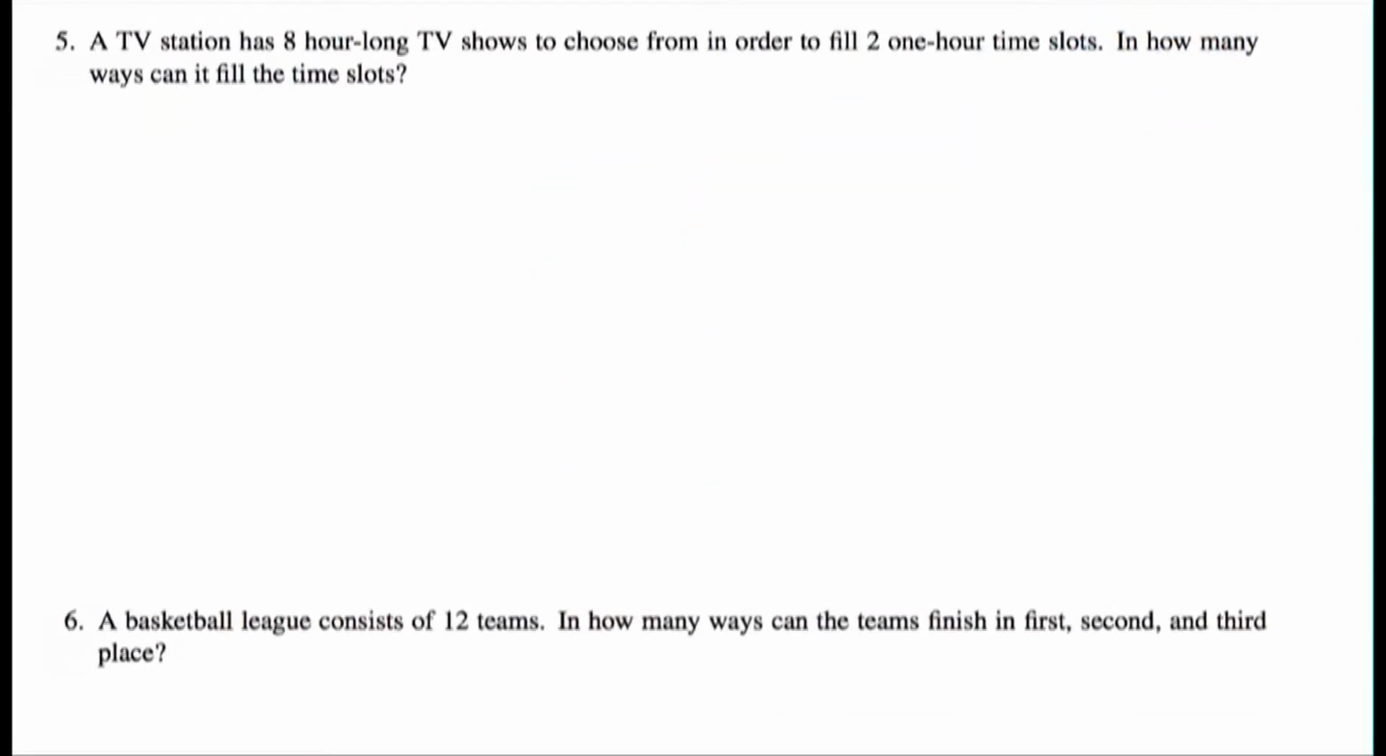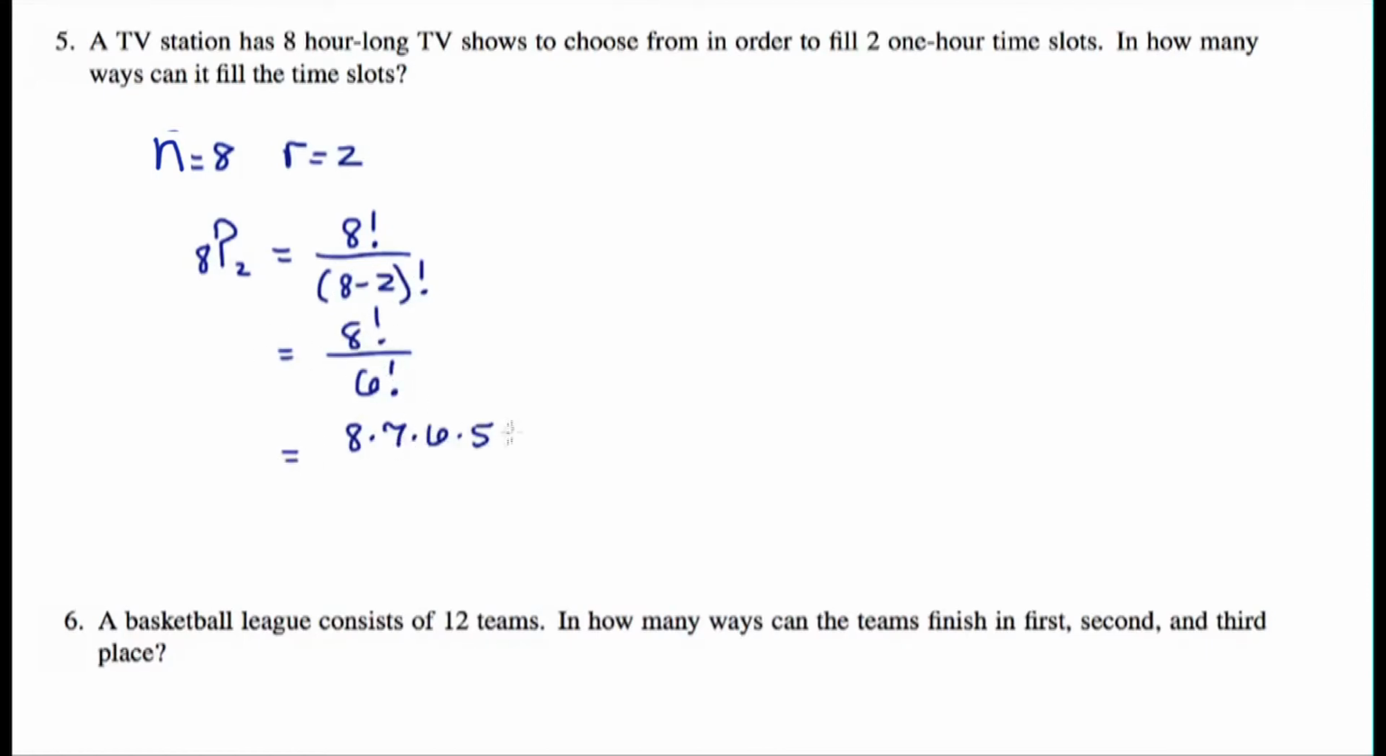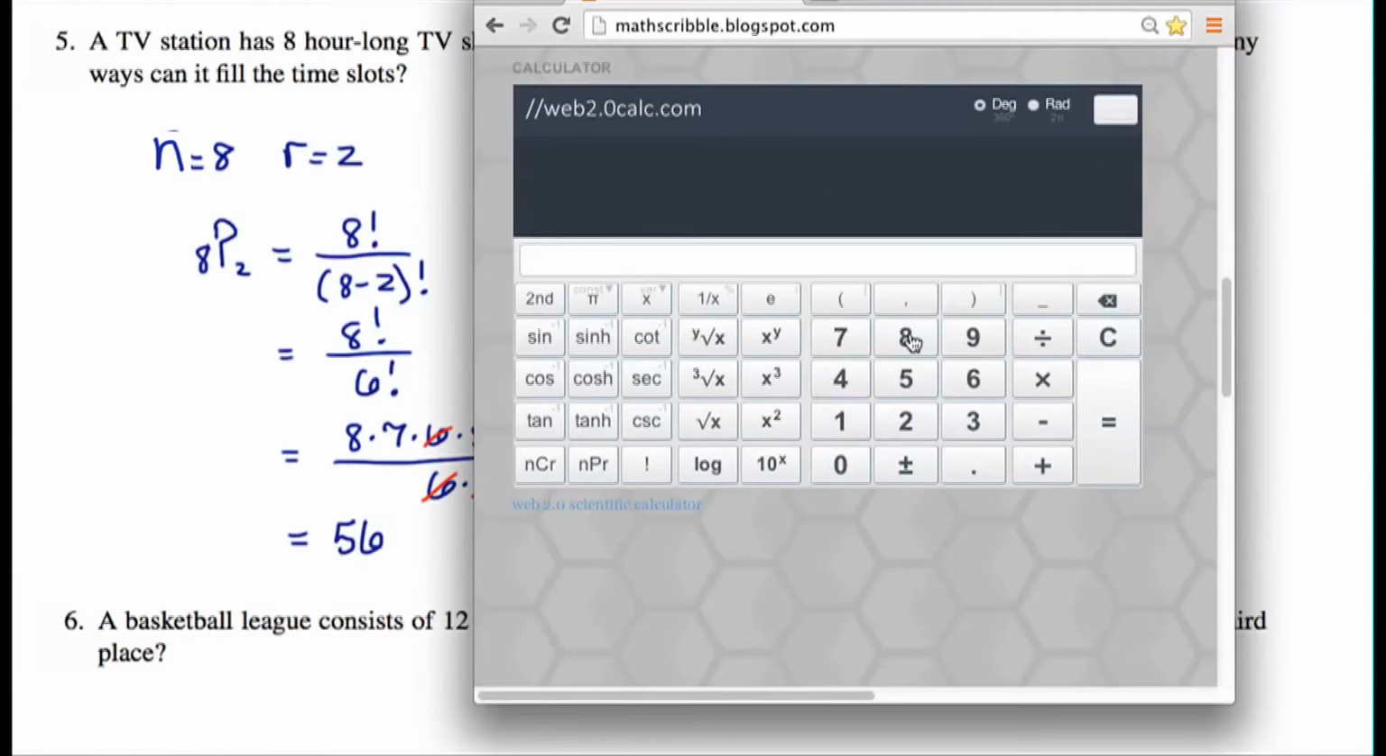Number 5, a TV station has 8 one-hour-long TV shows to choose from in order to fill 2 one-hour time slots. Okay, so we have 8 shows and only 2 slots. So this is 8P2, which is 8 factorial over 8 minus 2 factorial. This is just going to simplify nicely to 8 times 7, which is 56. You could try this on the calculator. 8 factorial divided by 6 factorial, 56.